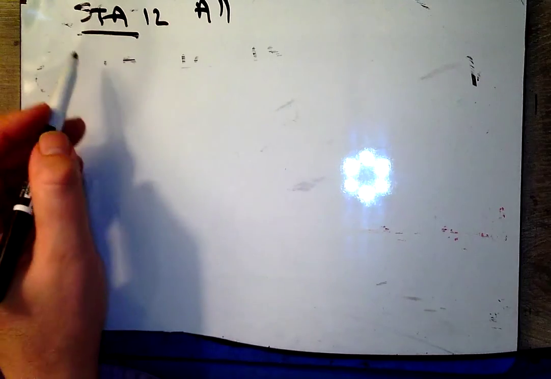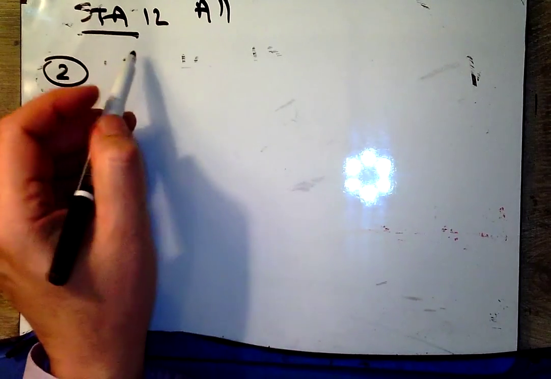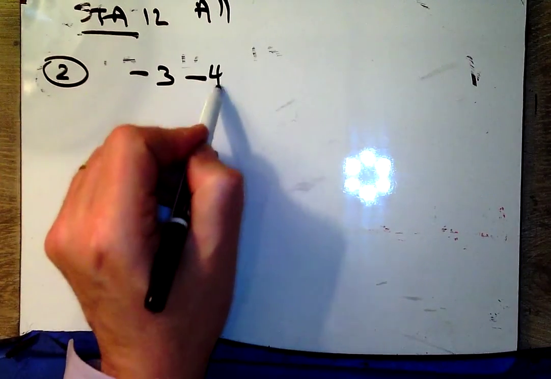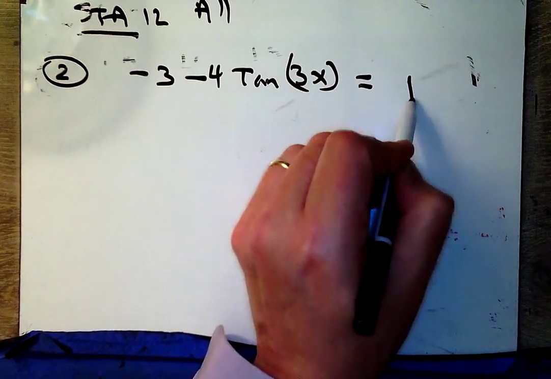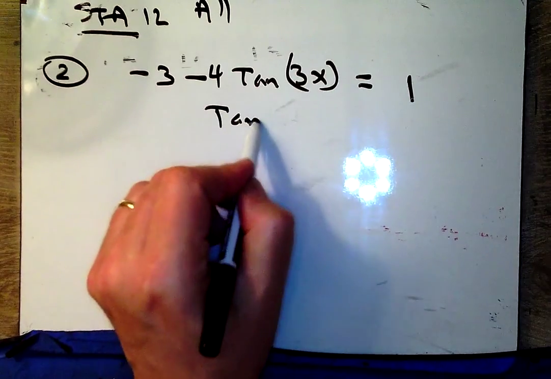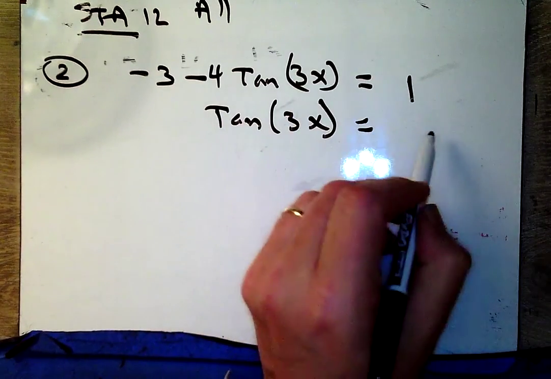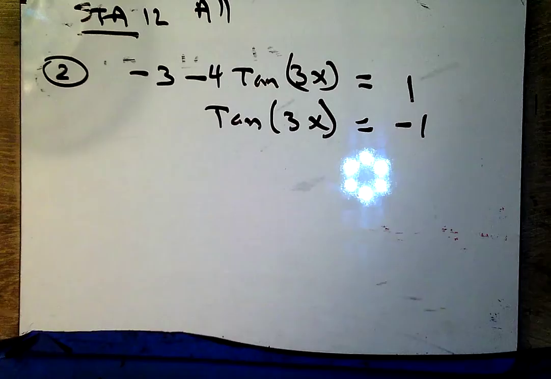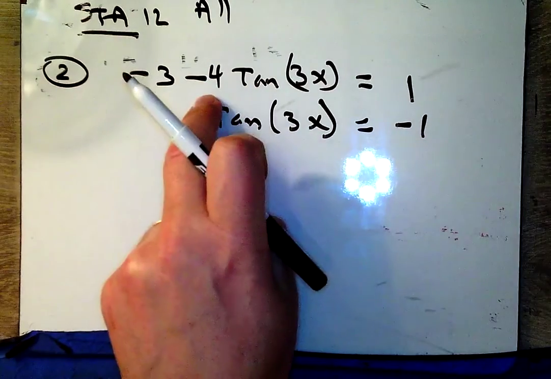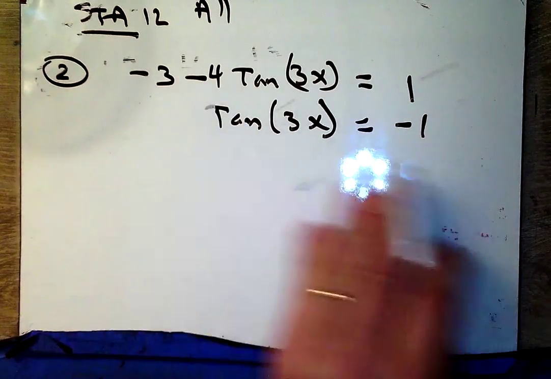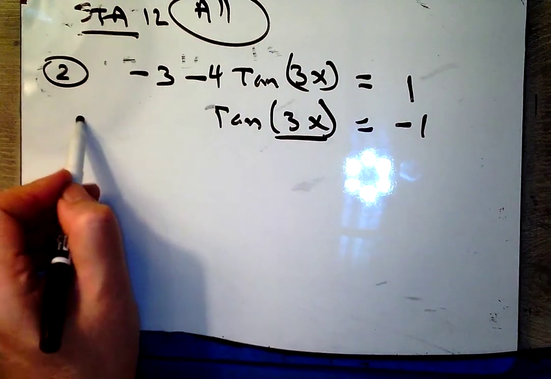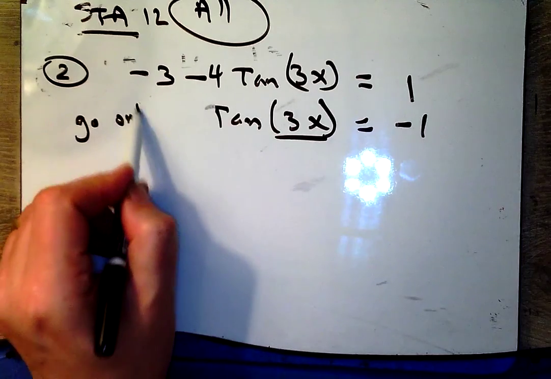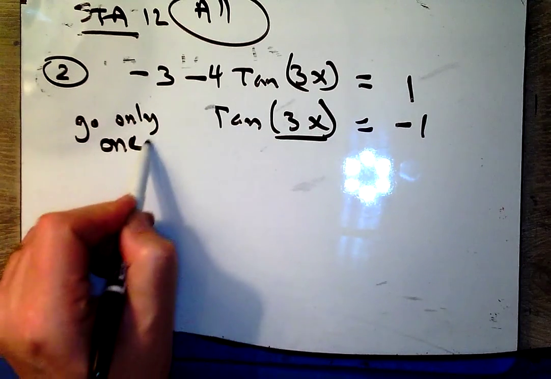Okay, part B. Ooh, there's a p-value in the second problem. -3 minus 4 tangent 3x equals 1. And so we get to that place pretty quickly where tangent 3x equals -1. I'm going to add 3, which will have 4 divided by -4. I get -1. And again, we're looking for all solutions. And this time we only go only once around.